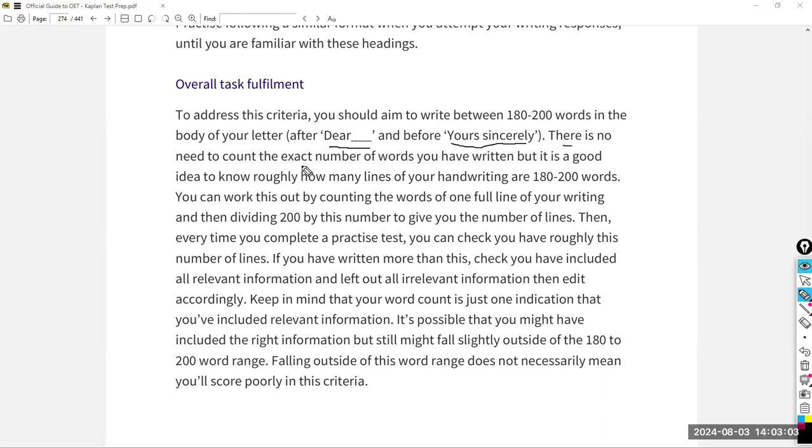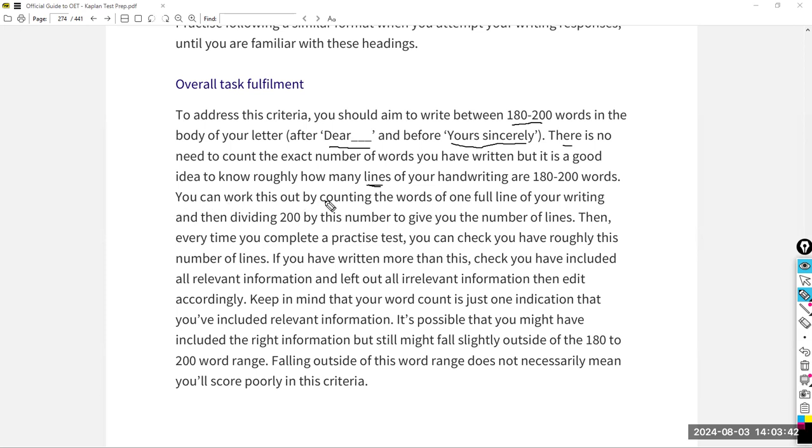There is no need to count the exact number of words you have written, but it is a good idea to know roughly how many lines. So guys, in checking the words you want to write about the letter, don't count the words one by one. You can count the lines just to know the number of words that you have written. Let me tell you that approximately every line should consist of 10 words. So all the time, the first line is about 10 words. So count the lines, don't count the words.